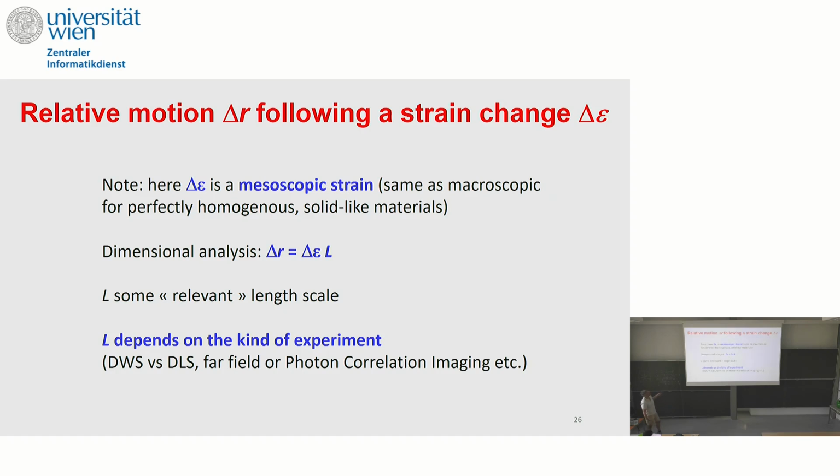So if we think in terms of dimensional analysis, well, we know that the relative motion delta R has to be the change in strain delta epsilon times some characteristic length scale.